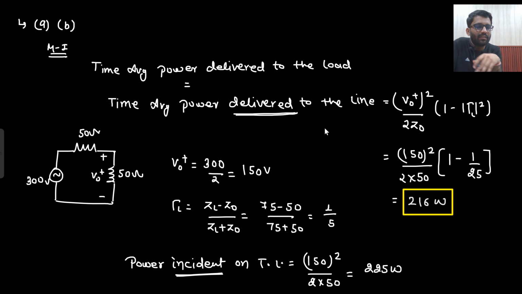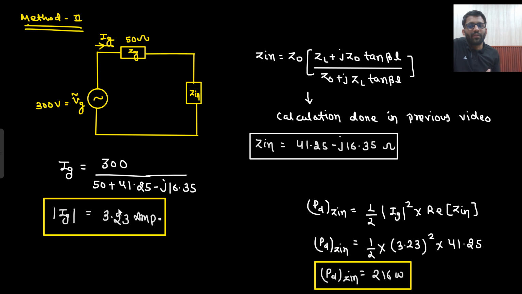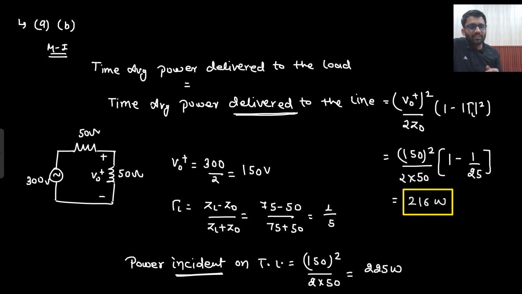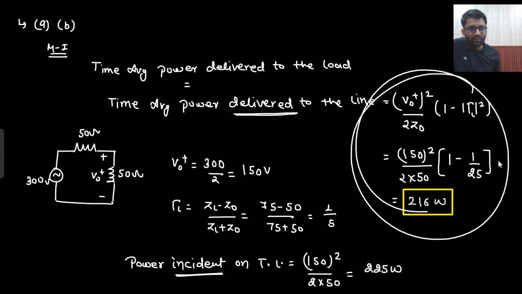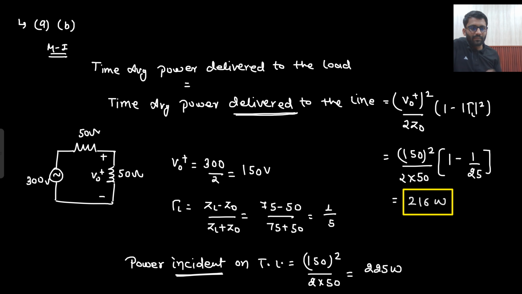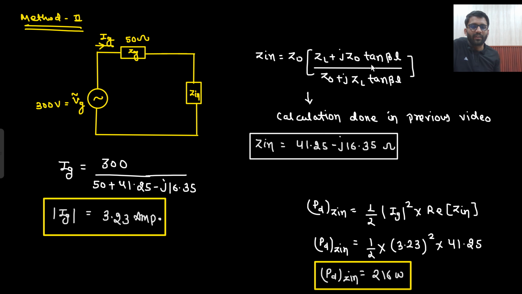That's it. But here you need to find Zn, then you need to find Ig, then you need to find the power dissipated in Zn. A big task, right? But I will show you some questions where you cannot even apply this formula, because I will not give the Z naught value. If I don't give the Z naught value, can you apply this formula? No, you can't even apply this formula as well if I don't give the Z naught value.